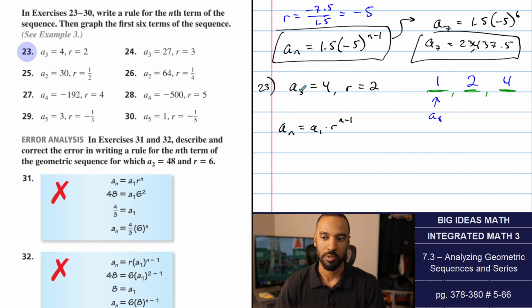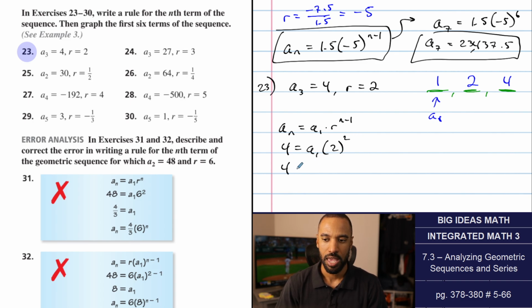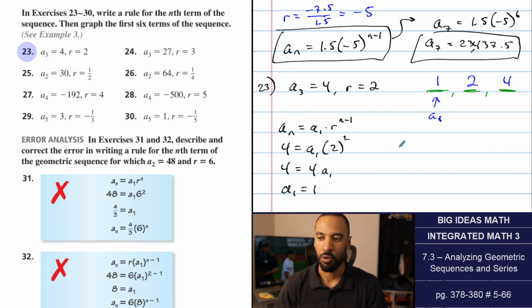We can do this for the third term as well. A sub 3 is 4. And we can find a sub 1 by substituting 2 into here and 3 minus 1 into here. 3 minus 1 is 2. And you get 4 equals 4 times a sub 1, because 2 squared is 4. Divided by 4, you get a sub 1 equals 1. So our rule can be a sub n equals 1 times 2 to the n minus 1 power.